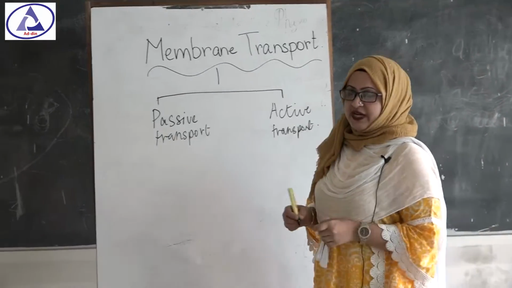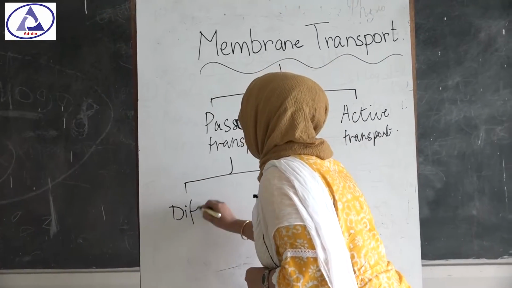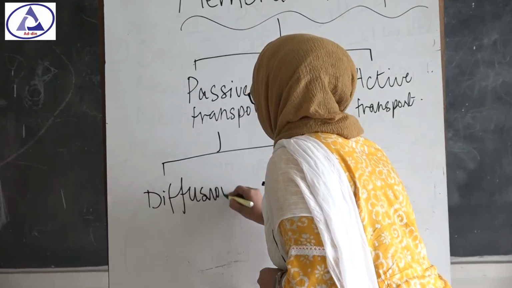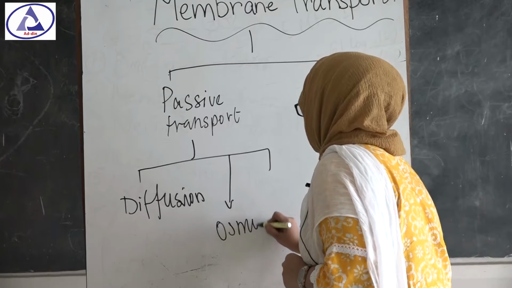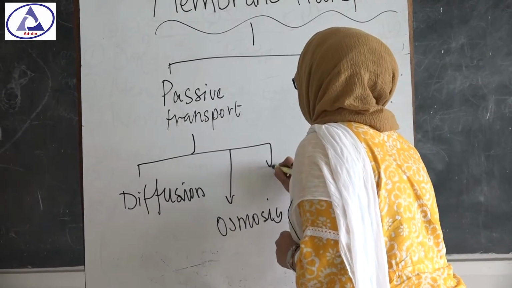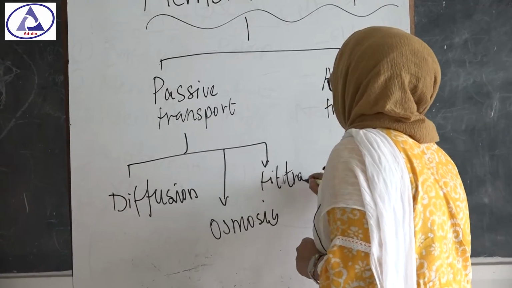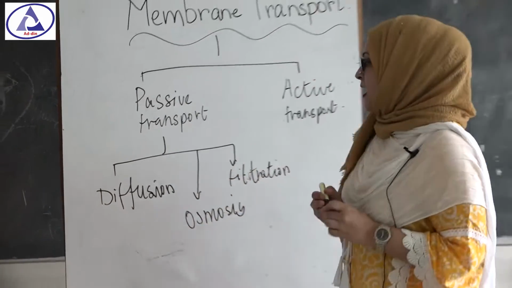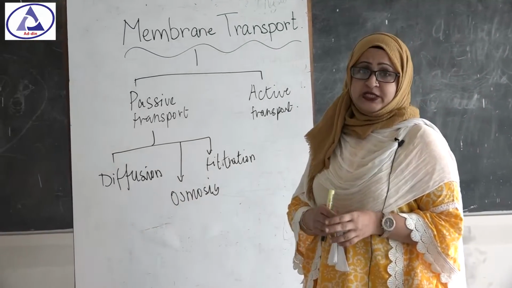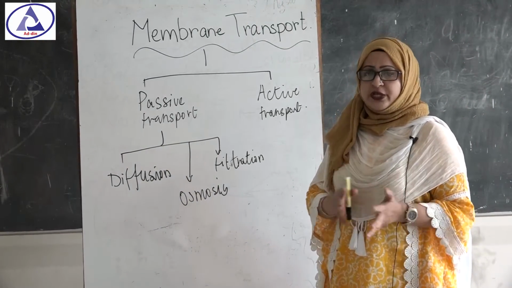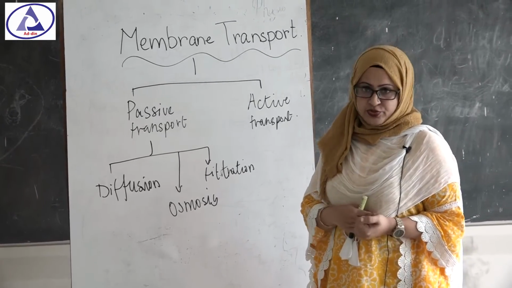Passive transport is further divided into three: diffusion, osmosis, and filtration. Okay, let's have a look at diffusion. What is diffusion? Diffusion is the random movement of substances, molecule by molecule, through the intermolecular space with or without the need of a carrier protein.